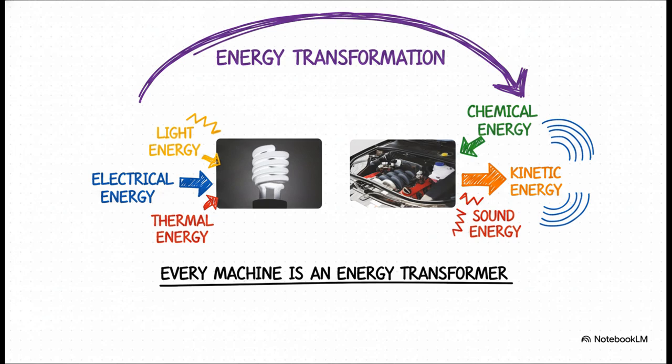It takes electrical energy and transforms it into radiant light, though as a byproduct, it also creates thermal energy, which is exactly why bulbs get hot. Now compare that to an internal combustion engine. That machine's whole purpose is to take the chemical energy stored in gasoline and transform it into the kinetic energy of a moving vehicle, along with, you guessed it, lots of thermal and sound energy. Every machine, every living organism is basically just a complex energy transformer.